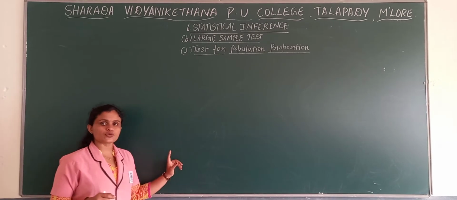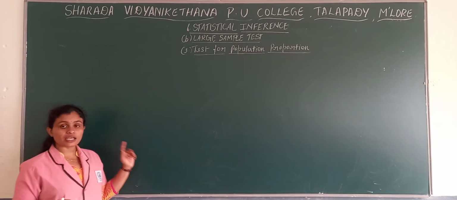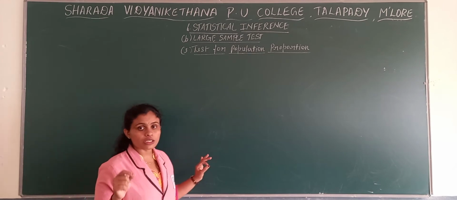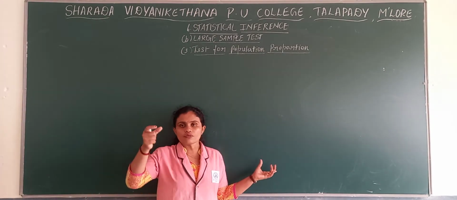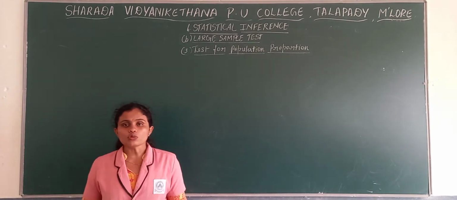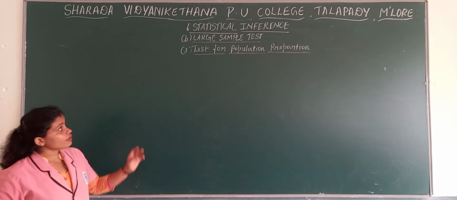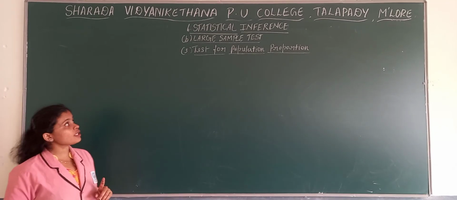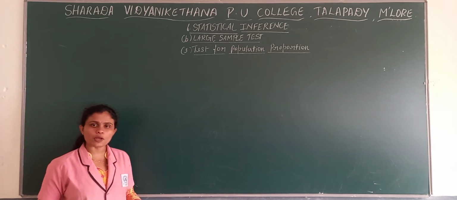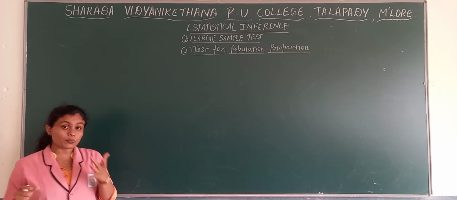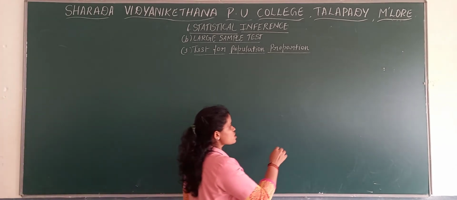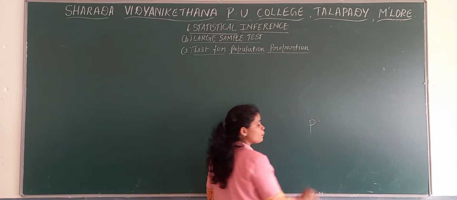The first one is test for population mean, and the second one is test for equality of means of 2 populations. So we already completed 2 applications. Now today we will move towards the third application, that is test for population proportion. When we speak about proportion, this proportion is denoted by the letter P.